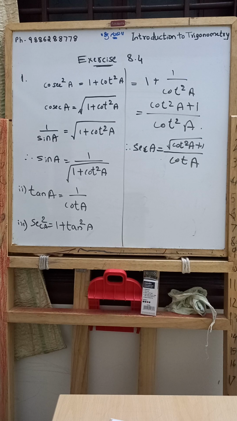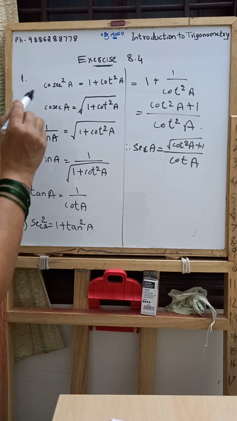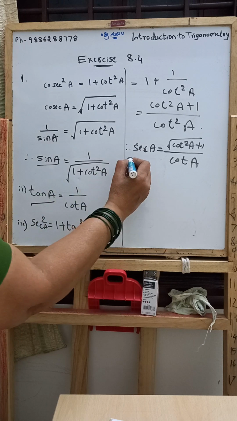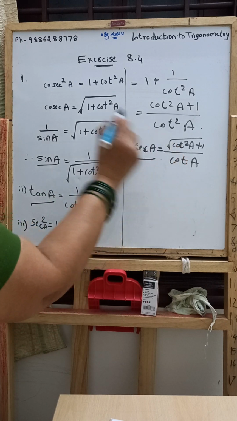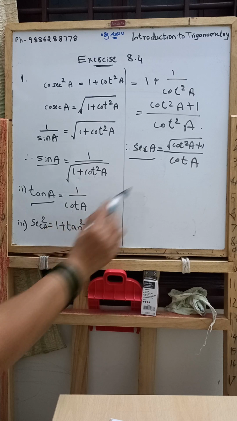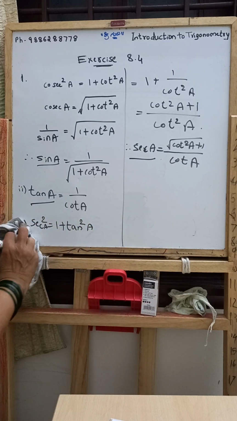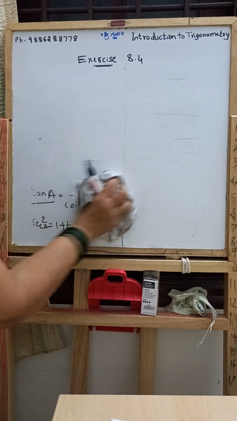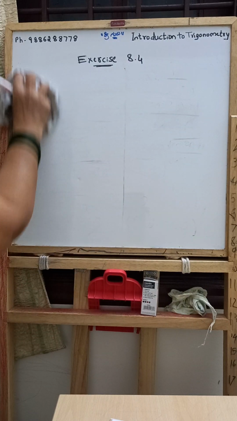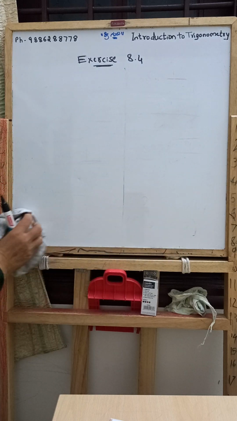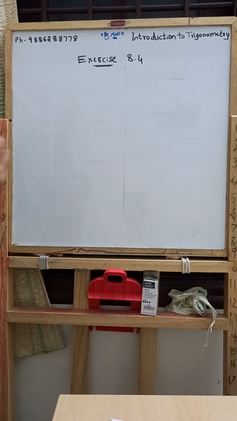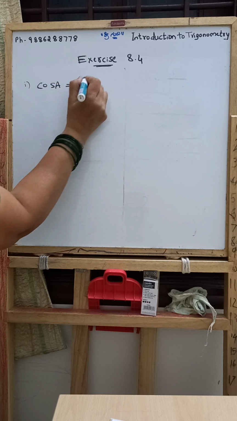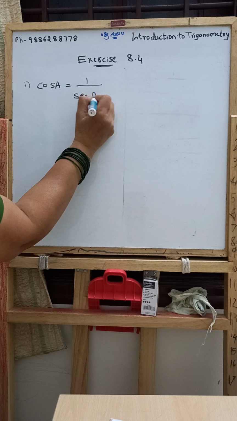So, we expressed sin A, tan A and sec A in terms of cot A. Now, the second part: write all the trigonometric ratios of angle A in terms of sec A. We know that cos A is equal to 1 upon sec A.